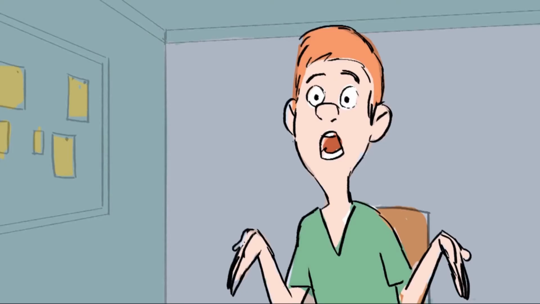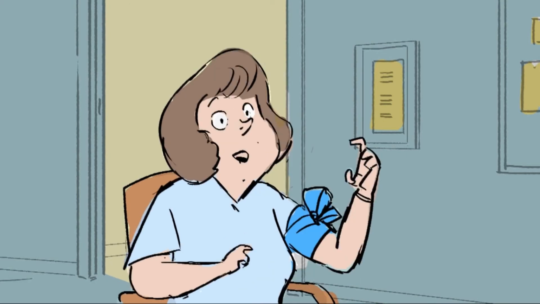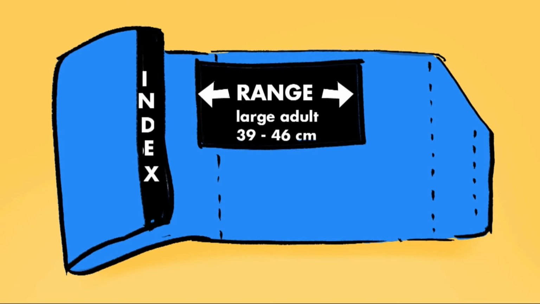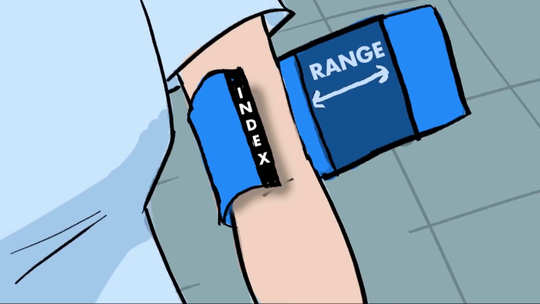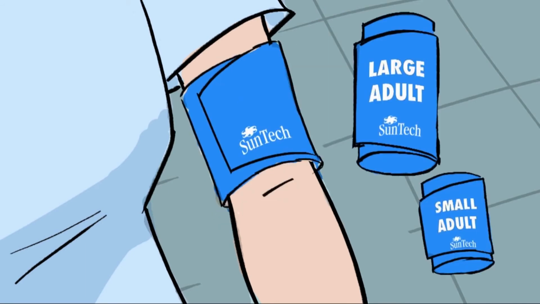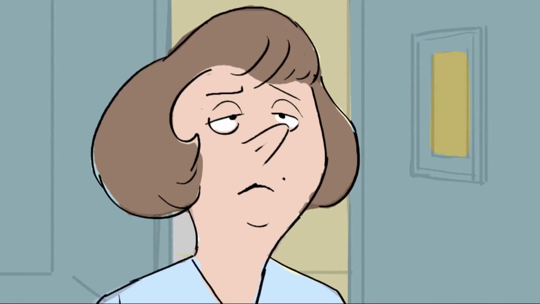How do I make sure it's the right size? Well, you could always use a tape measure. Every cuff has a range printed on it in centimeters. But what if I don't have a tape measure? Well, the cuffs have range markers printed on them too. If the index line is outside of the range markers when it's wrapped, use either the next biggest or the smallest cuff. Very simple. Yeah, I think even I can do that.